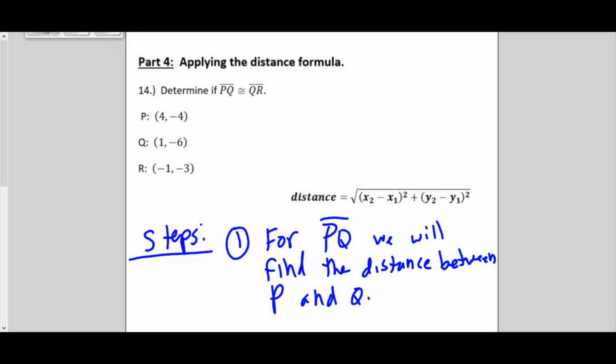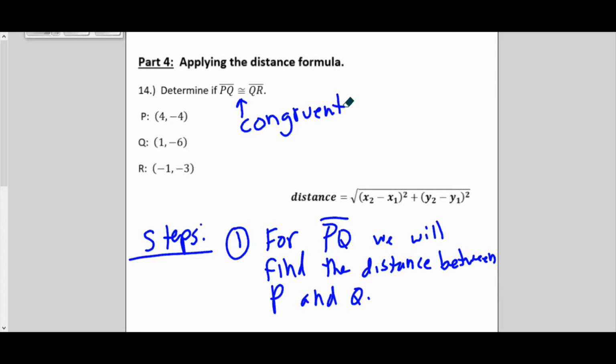Part 4, the last part, is applying the distance formula. For this problem, I'm going to explain the steps to you, and then I'll show you what it looks like worked out. For this example, I want you to determine if PQ, the length of PQ, that's what the line above PQ means, is congruent to the length of QR. Remember, the line above means it's asking you for a length. And this means, are they congruent? So that's the congruent symbol.